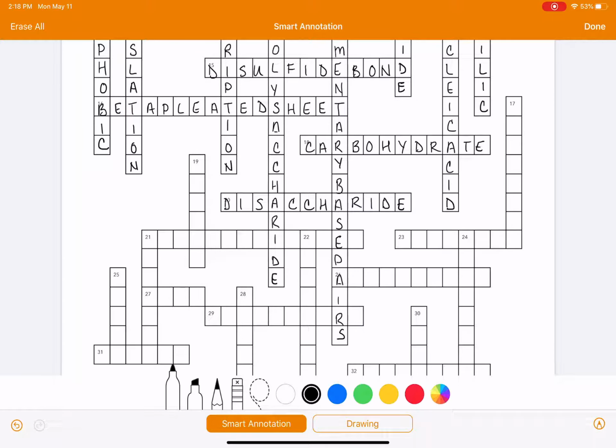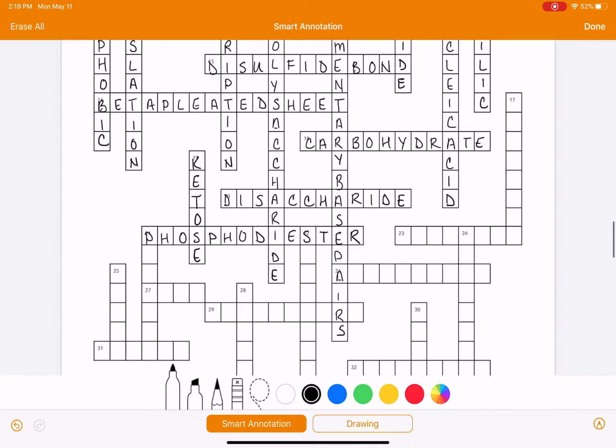That's the phosphodiester. 19 down, D-fructose, a monosaccharide, is an example of this type. D-fructose is a ketose. I wouldn't expect you to know that off the top of your head, but you would look it up and see it's a ketose. 21 down, chain of amino acids in a protein is known as this type of structure. The chain of amino acids is the primary structure.